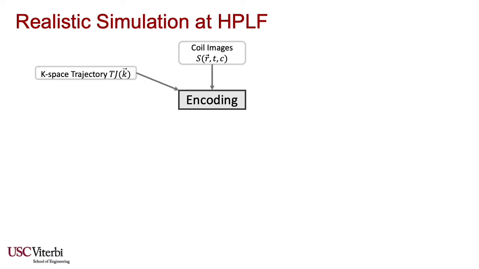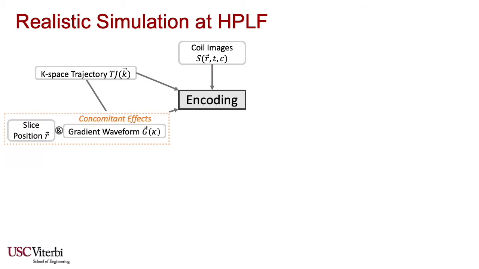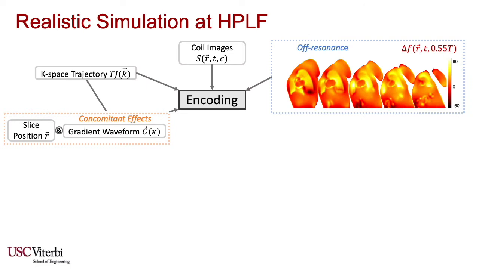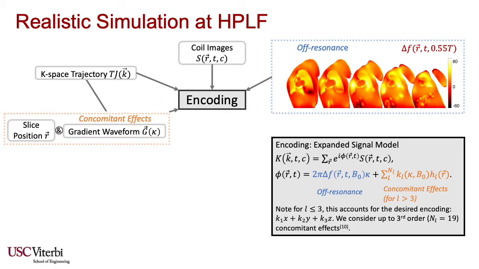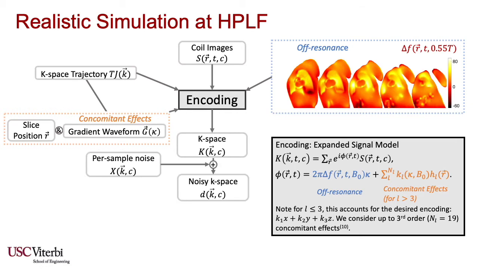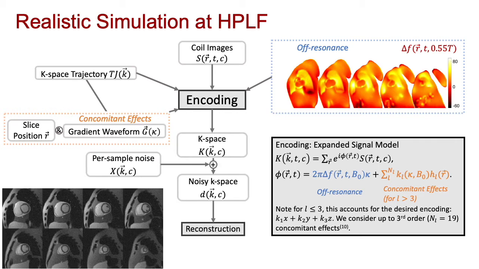We need the case-based trajectory. The corresponding gradient waveform is used along with the slice position to consider the concomitant field effects. The previously obtained off-resonance map is also added into the encoding equation. We use an expanded signal model to calculate the case-based data, where the concomitant field effects and off-resonance are added into the Fourier coefficient. After we get the case-based data, we can add per-sample noise and perform any reconstruction as we want.